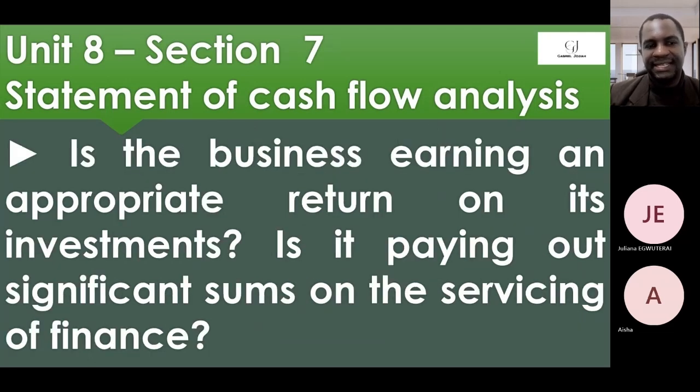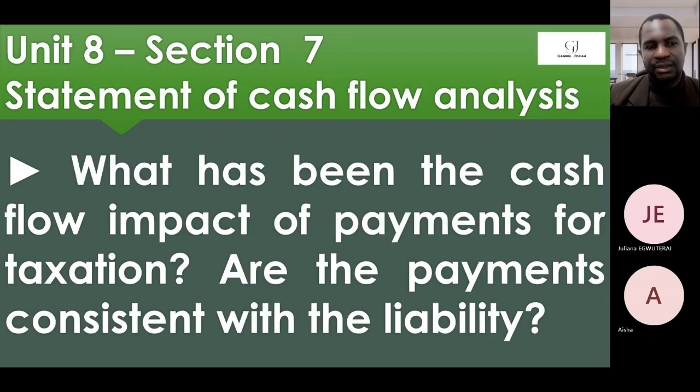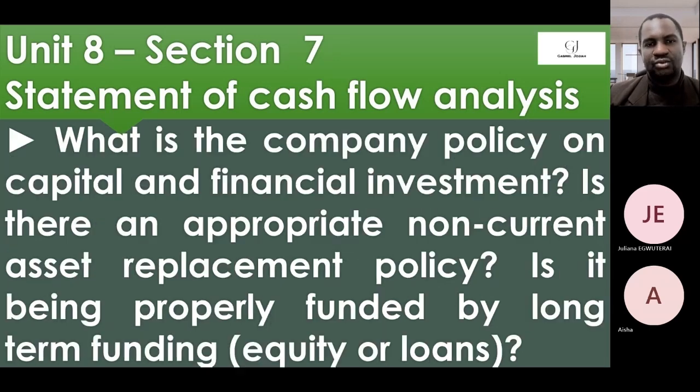Is the business earning an appropriate return on investment? Is it paying out a significant sum on the servicing of finance, especially if it's debt driven? So you look at the earnings from returns on investment and how it's able to service debts on finances. You also ask what has been the impact of payments for external regulatory obligations, taxation. Are the payments consistent with the liability? So in the tax element in the current liabilities, if it has not been paid, are the amounts higher than the other liabilities or lower? It's very important to ask these questions.